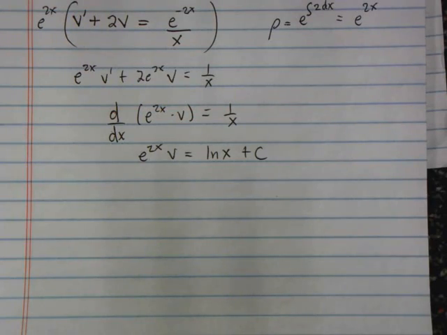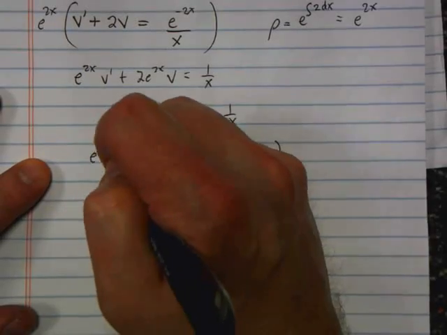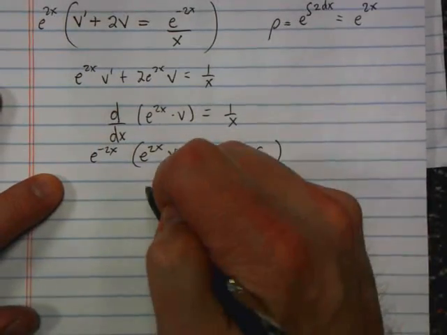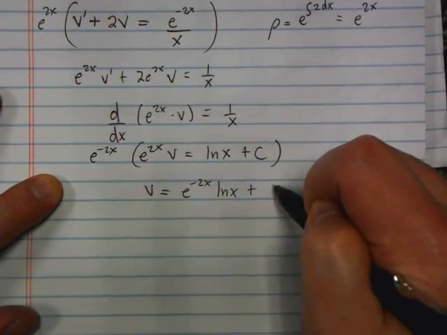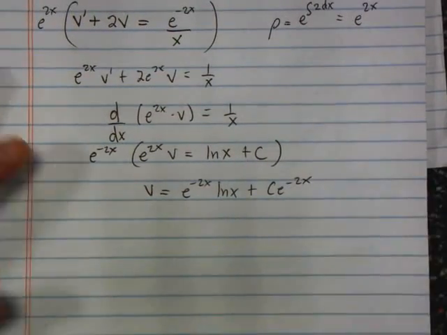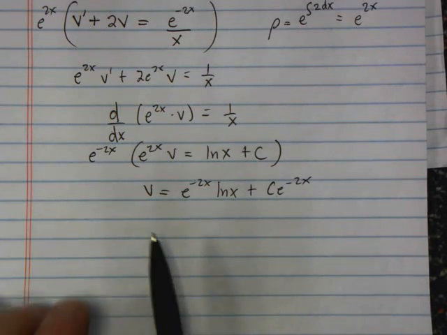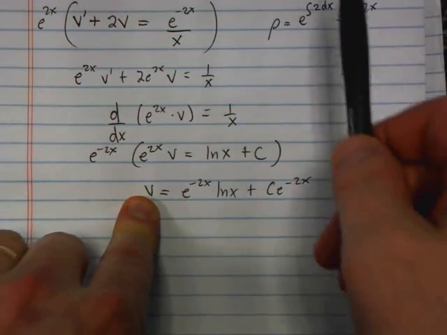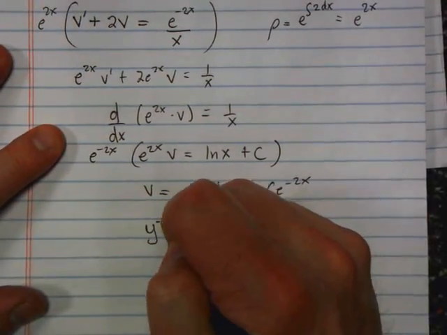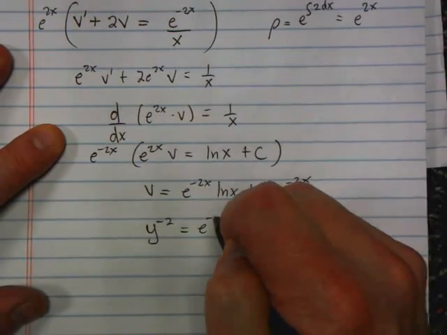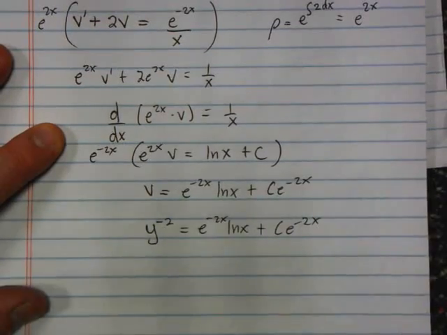Divide by e to the 2x, or again, I like to multiply by e to the negative 2x. I prefer writing things with negative powers. My choice. v equals e to the negative 2x ln x plus c e to the negative 2x. And then my very last step: I started with y's, I end with y's, so I go back up here. v is y to the negative 2. y to the negative 2 equals e to the negative 2x ln x plus c e to the negative 2x.